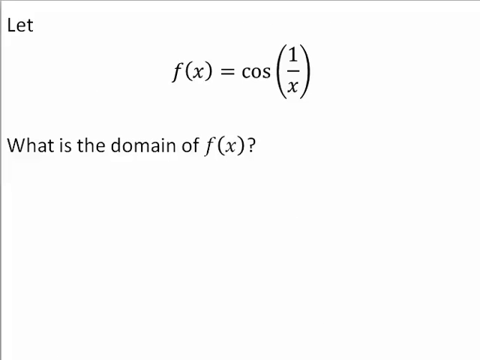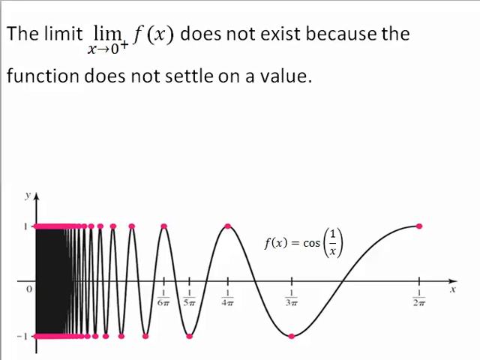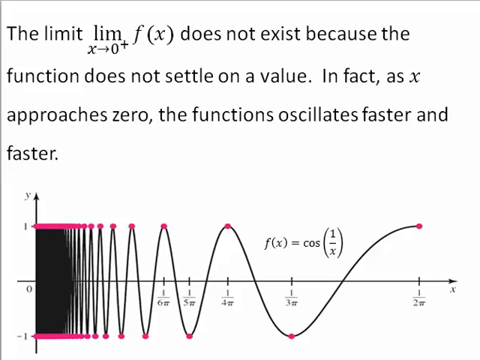What about this function? What is the domain? The domain is all real numbers except x equals 0. What is the limit? The limit does not exist, and this is because the function cannot settle on any one value. In fact, as x approaches 0, the function oscillates faster and faster. And so we say that the limit does not exist.